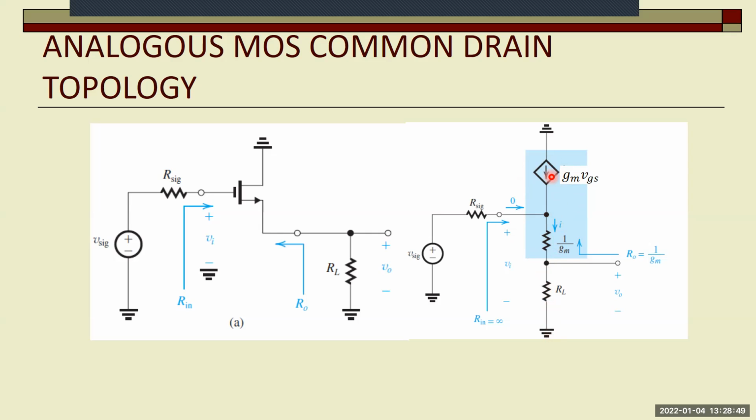And what is VGS? VGS is basically the voltage between these two. The input resistance is, of course, infinite because there are no voltage dividing resistors, because there is no current going into the gate. So basically, VG is V sig because no current flows here.